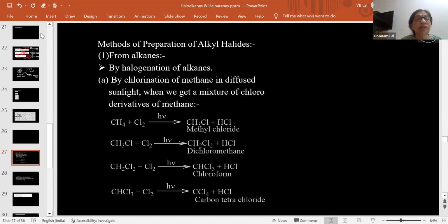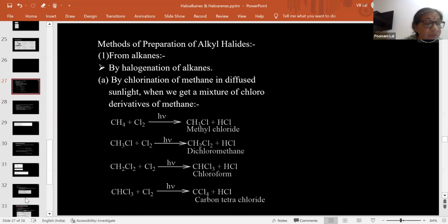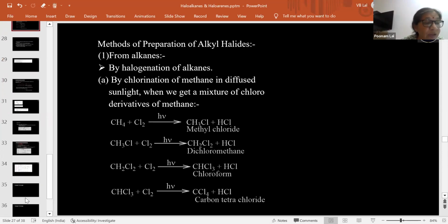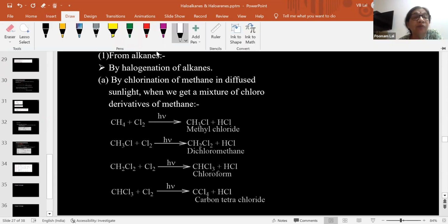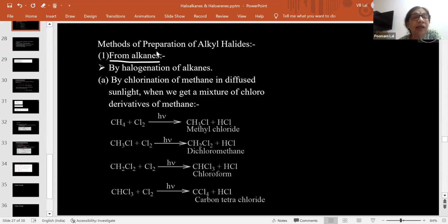We learned the methods of preparation, and as I told you, the first method of preparation which I want to teach is from alkanes. When you are doing alkyl halides, I want you to learn to prepare alkyl halides from all classes of compounds. The first class of compounds is alkanes.